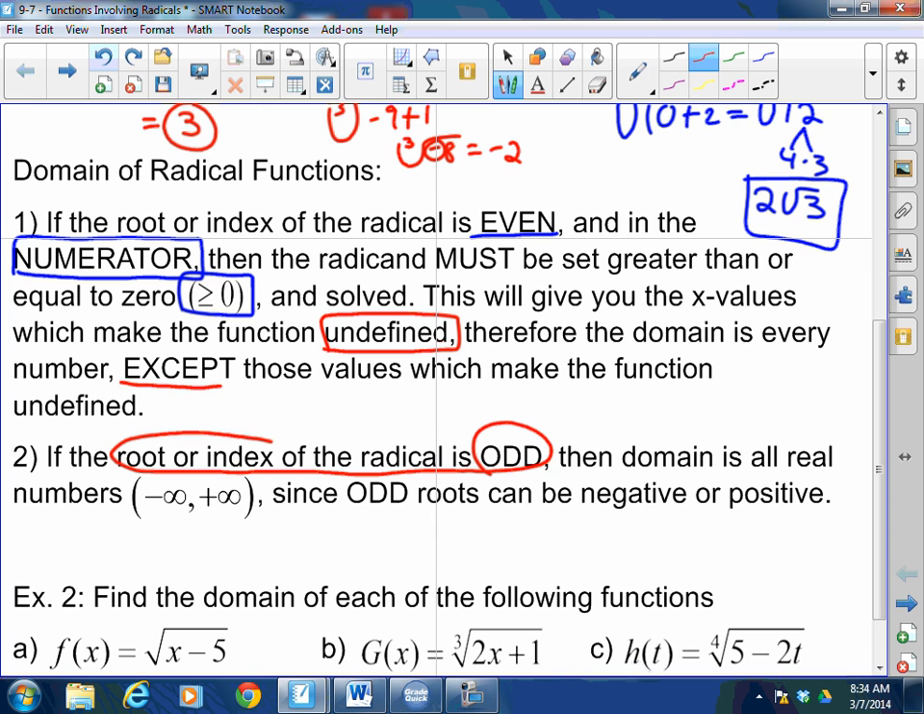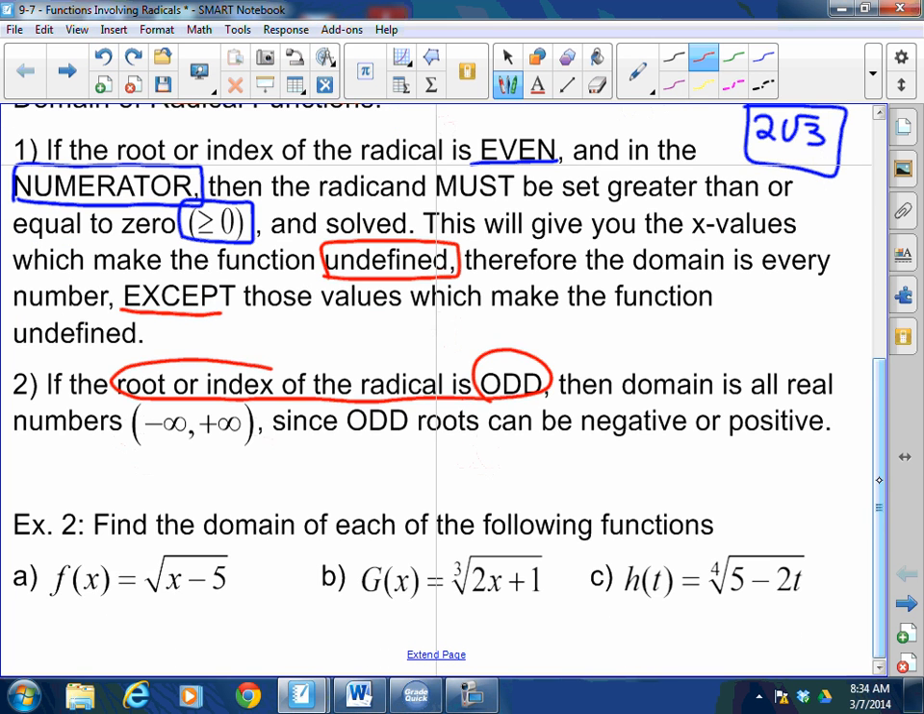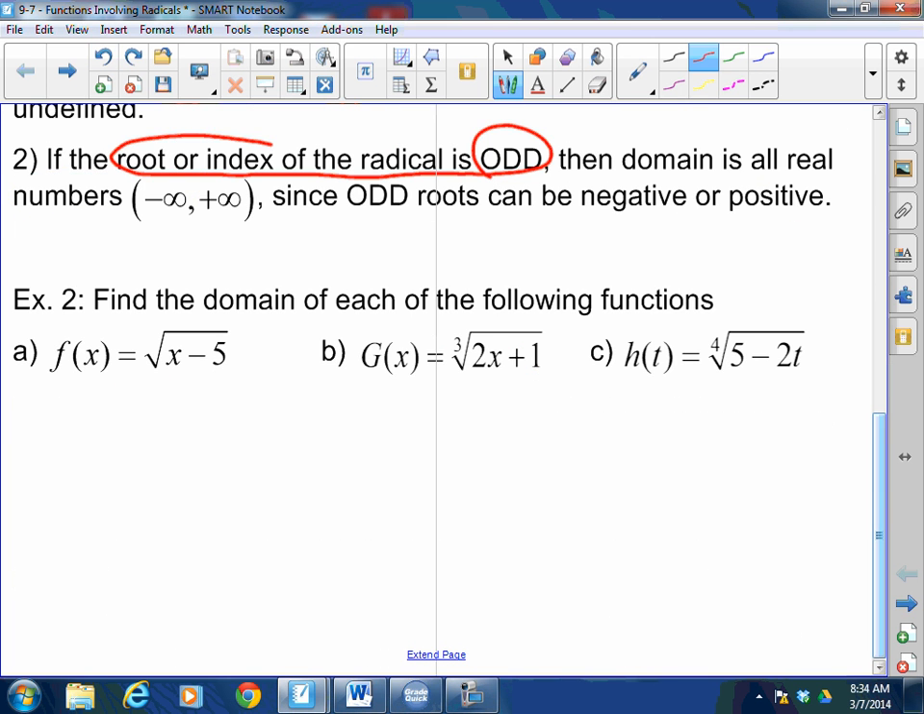Thank you, gentlemen. So now, Mickey Mouse time. Hey, what's the domain? Oh, wow. It's even, it's a square root. Set it greater than or equal to 0. Literally, because you can have the square root of 0. So x must be greater than or equal to 5.